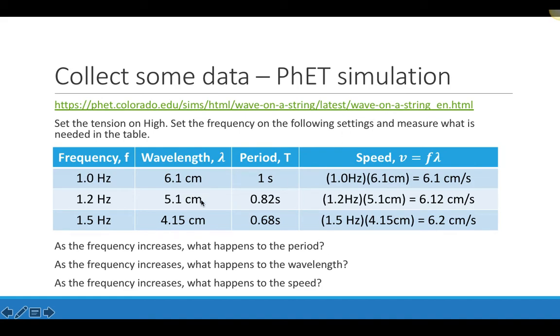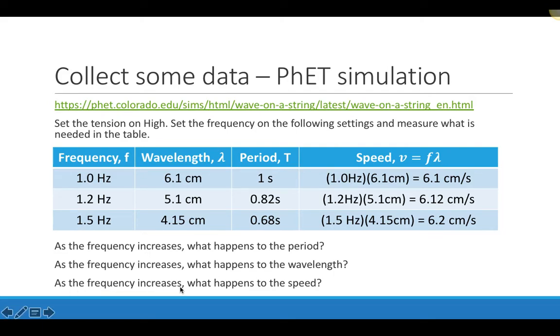So we've got all these expressions. As the frequency increases, so here our frequency got bigger and bigger, what happened to the period? As the frequency goes up, the period goes down, and that makes sense because they are inversely related to one another. As the frequency increases, what happens to the wavelength? Here my frequency is getting bigger as I go down, and my wavelength is getting smaller. So for this particular wave on this string, as the frequency got bigger, the wavelength got smaller, and so there's also an inverse relationship there.